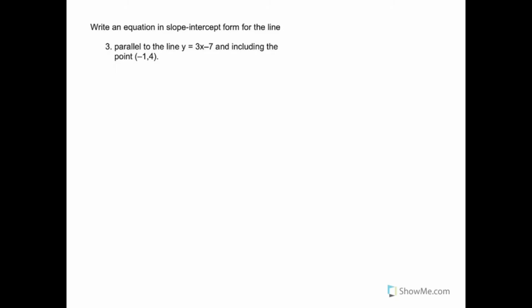So the third example says write an equation in slope-intercept form for the line parallel to the line y equals 3x minus 7 and including the point -1, 4. Now, in order to use the point-slope form, I need to know the point and the slope. Instead of giving me the slope directly, this example asks me to find a slope that's parallel to the slope of the line y equals 3x minus 7. But that line is in slope-intercept form. Y equals 3x minus 7 has slope m equal 3.